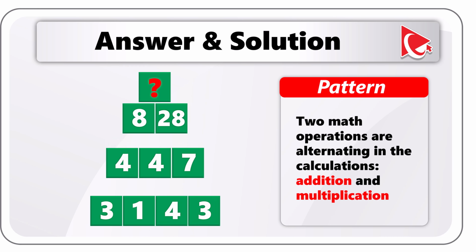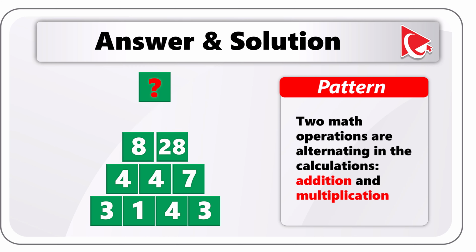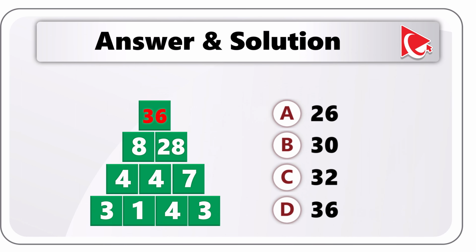Let's go to row 2. 4 plus 4 equals 8. But 4 multiplied by 7 equals 28. So to calculate the top number, we need to add 8 and 28 to get to the final result of this, 36. So the correct answer here is choice D, 36.